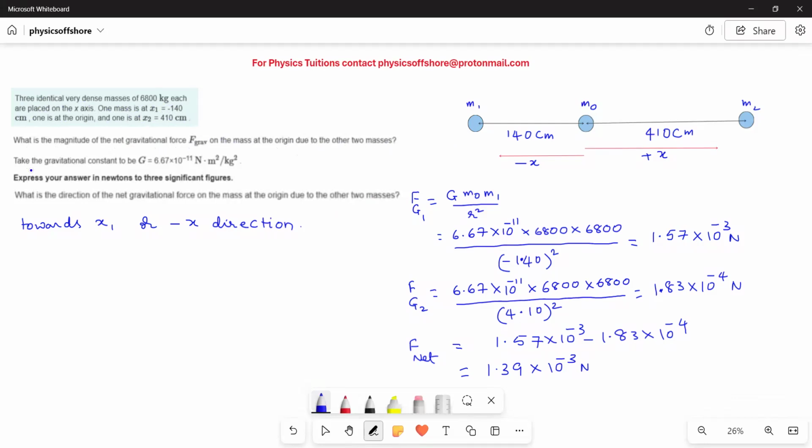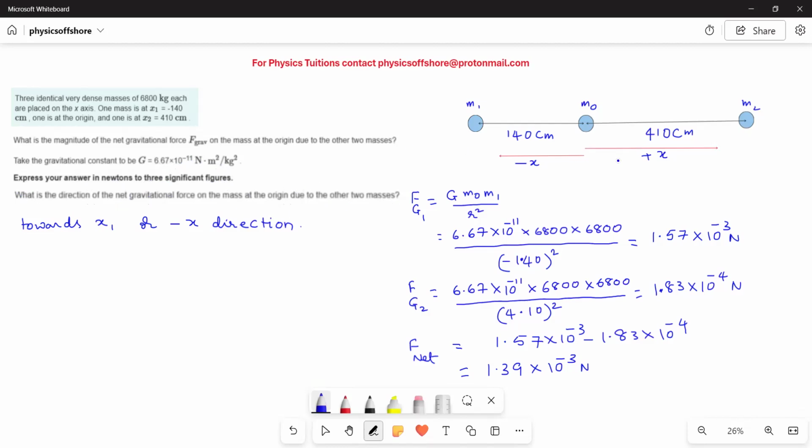masses? Take the gravitational constant to be G equal to 6.67 times 10 to the power of negative 11 newton meter squared per kilogram squared. Express your answer in newtons to three significant figures. What is the direction of the net gravitational force on the mass at the origin due to the other two masses?